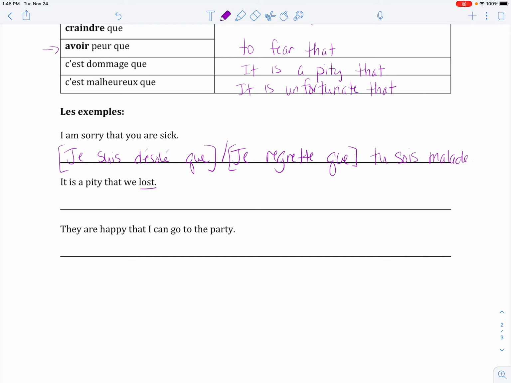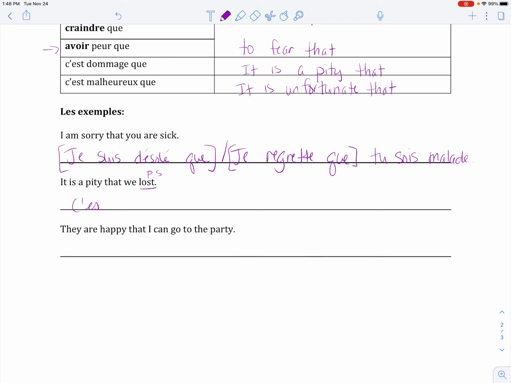It is a pity that we lost. Lost is going to be the passé du subjonctif. So the expression for it is a pity that. For these two right here, I didn't put anything in bold. They're already conjugated as it is a pity. It is unfortunate that. C'est dommage que, c'est malheureux que. So you don't have to change those. You don't have to conjugate those. You just take the expression as it is, just like the very first group, the subjunctive one expressions. You didn't have to change those. These two at the bottom, you don't have to change.